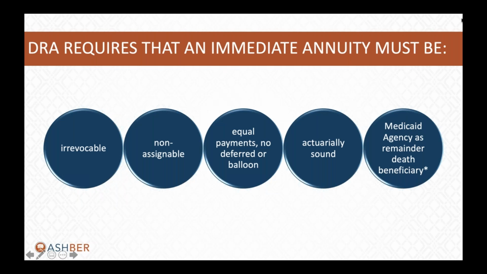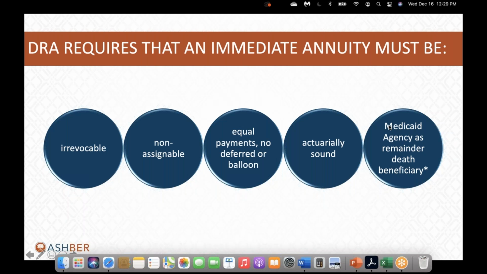The Deficit Reduction Act requires that an immediate annuity must meet all of the requirements that you're seeing on the screen here. So the annuity must be completely irrevocable, non-assignable, have equal payments with no deferred or balloon payments. It must be actuarially sound, and the state Medicaid agency must be listed as a remainder death beneficiary on the contract as well.